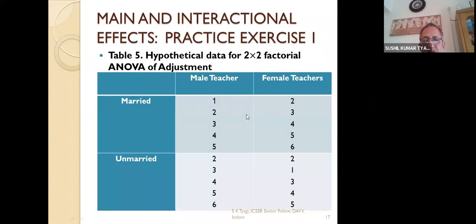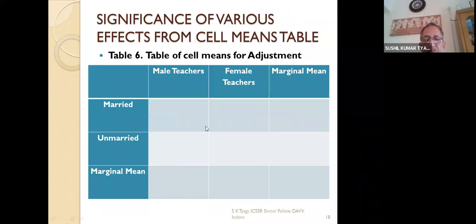For this, the cell mean is 3. This is 4, 3, 4 and 4, 3. These are the means because for 1, 2, 3, 4, 5, 3 is in the middle. So the means are 3, 4, 4 and 4, 3. So I'm entering this.